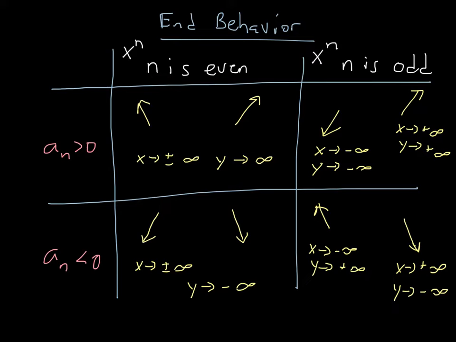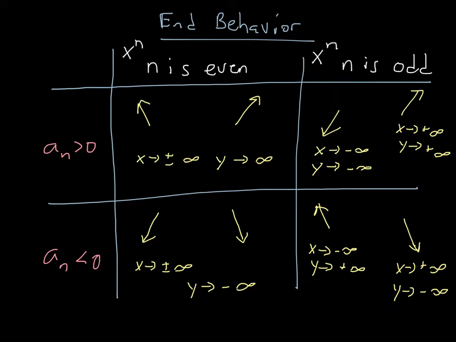If it's an even degree and a sub n is negative, no surprise, because when we have a negative like that, it reflects over the x-axis. So in this case, as x goes off to positive or negative infinity, y is going to be going down, towards negative infinity. Eventually, both ends are going to be going down.